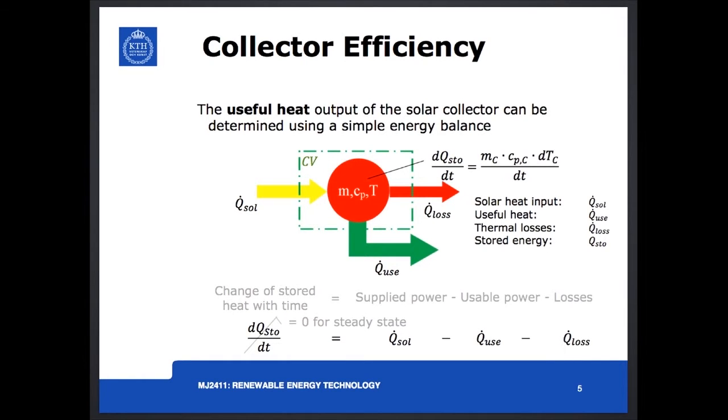For a steady state system, the change of stored heat within the control volume is 0. In the next few minutes and the next few slides, we're going to look at how to actually calculate the supplied power, Q sol, the usable power, Q use, and the heat losses, Q loss.